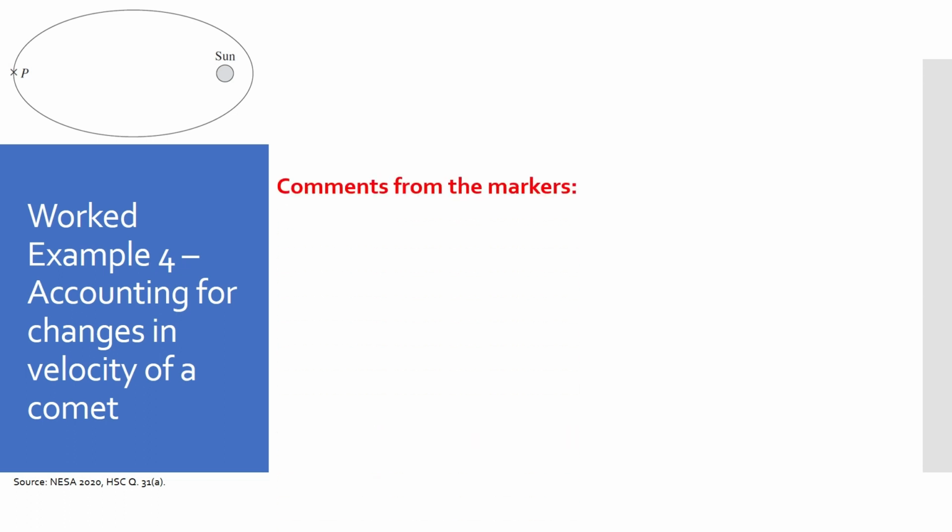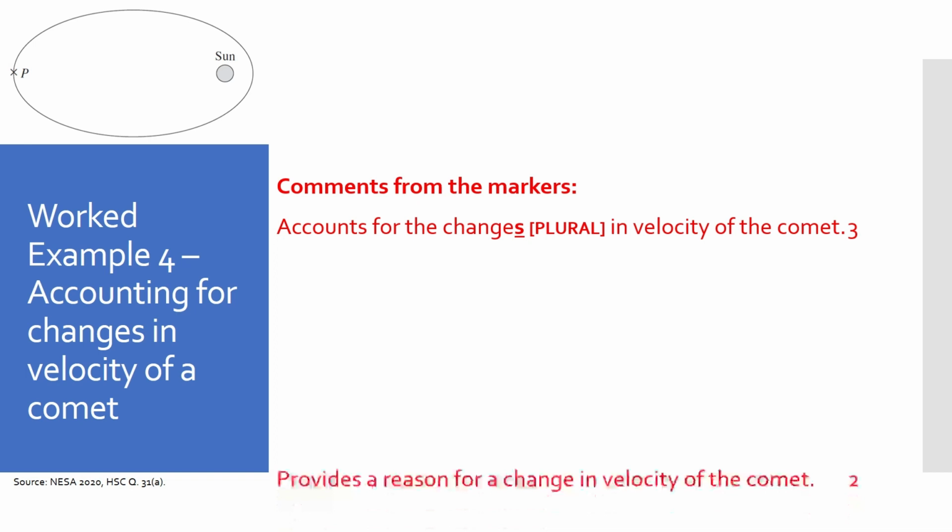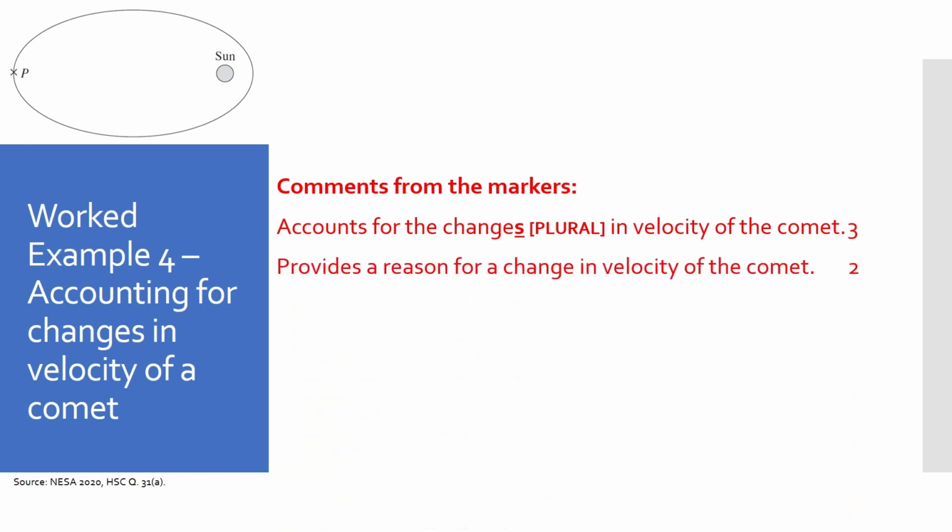Well, here are the comments from the markers. Accounts is for the changes, that's plural, and so you have to account for many changes, not just one, and the velocity of the comet to get the 3 marks. If you just simply provide a reason for a change in velocity, that's 2 out of 3. If you provide some relevant information, that's 1 out of 3. So it's easy to get 1, but you need to have a full detailed answer to account for all the changes in the velocity of the comet to get 3.